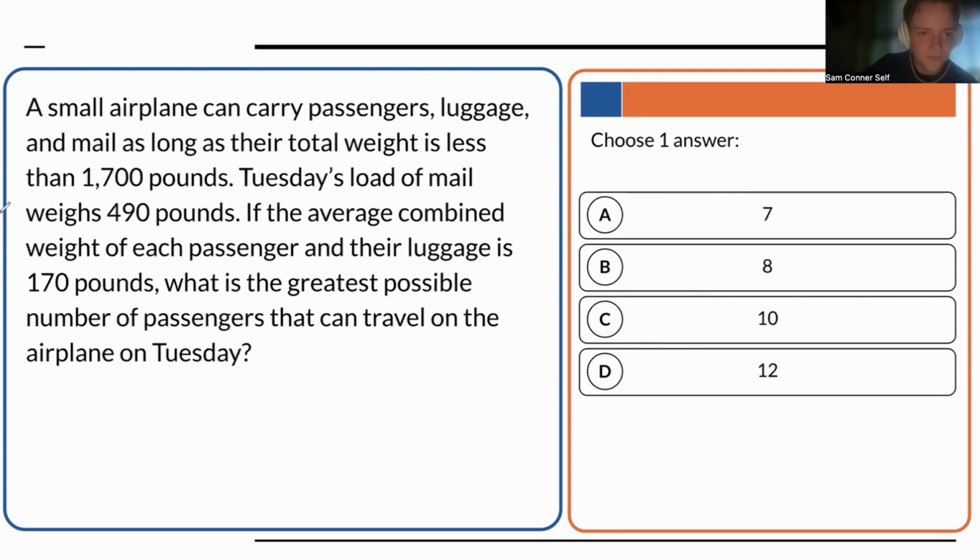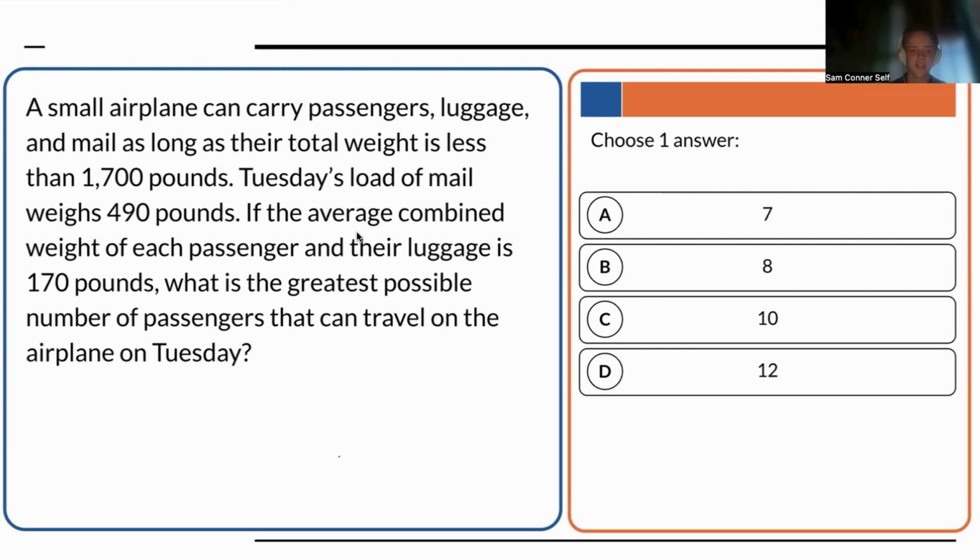All right. So this is a word problem, and it says that a plane can carry passengers, luggage, and mail as long as their total weight is less than 1,700 pounds. Tuesday's load of mail weighs 490 pounds. If the average combined weight of each passenger and their luggage is 170 pounds, what is the greatest possible number of passengers that can travel on the airplane on Tuesday? So this is a good problem to use some problem solving strategies on just to reduce the amount of math that you have to do.